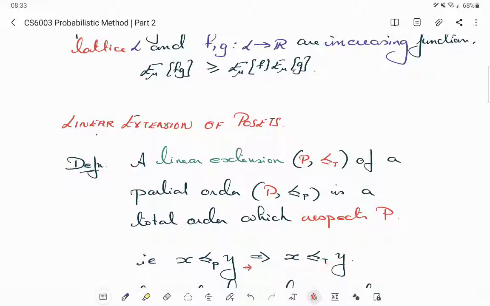Okay, so this condition tells you that T respects P, and the fact that T is a total order, by the way, linear order is another name for total order, is why we have this name, linear extension. So the divisibility relation we just saw is not a total order, but the usual less than or equal to turns out to be a total order, which is a linear extension of the divisibility order. Okay, you can pause and verify that.